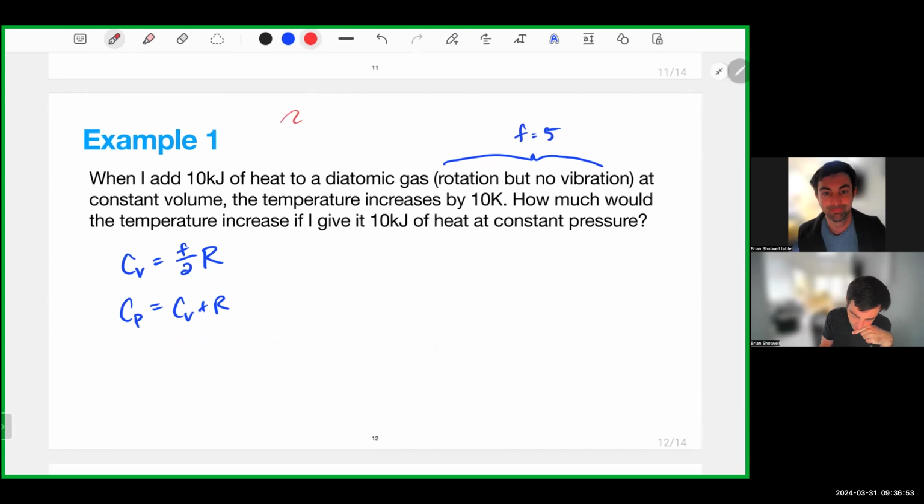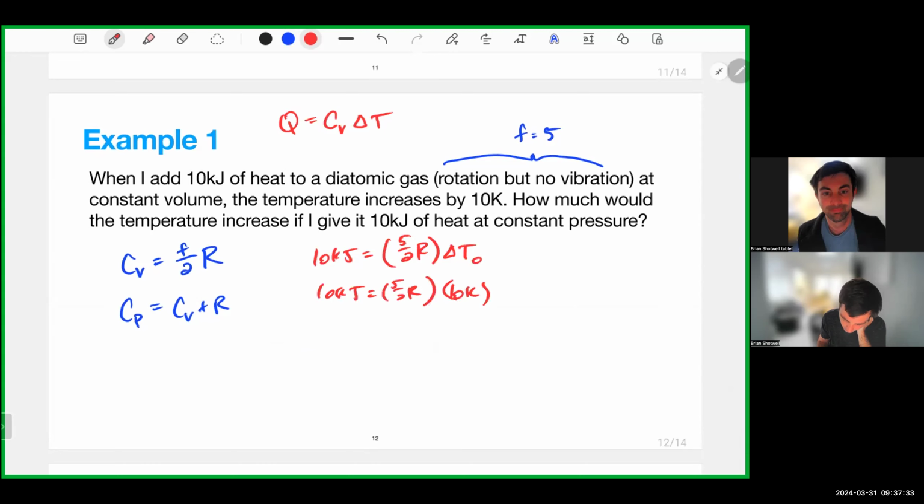So for both of these, we're going to use Q. We want to relate the heat that we're adding to the gas, and we're not told anything about the number of gas molecules or anything, so I'm going to use the extensive version of this, Q equals Cv delta T. So for the first one, we have 10 kilojoules was 5/2 R times delta T. We'll call it delta T naught for the original setup. Okay, and this was the 10 Kelvin. 10 kilojoules equals 5/2 R times 10.